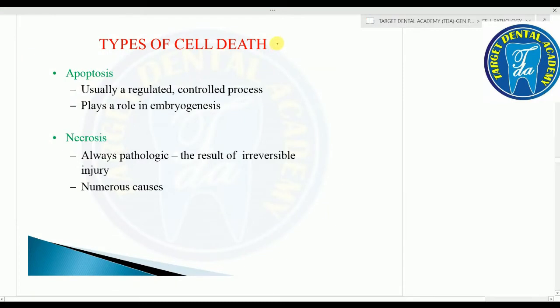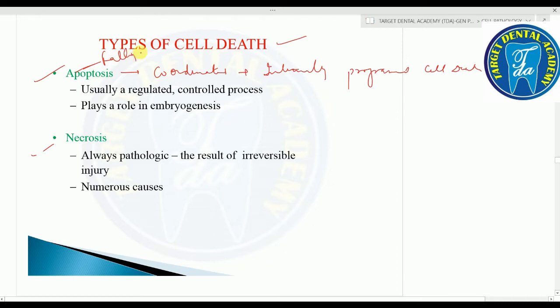Now coming on to the types of the cell death. So in this we have two important terminologies, the apoptosis and the necrosis. So apoptosis is a form of coordinated and internally programmed cell death. Important. Right? Apoptosis is a Greek word which means the falling off. Falling off. Fine? Falling off, or you can say dropping off.